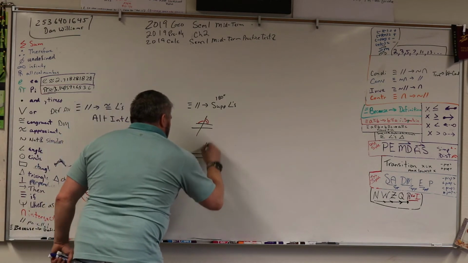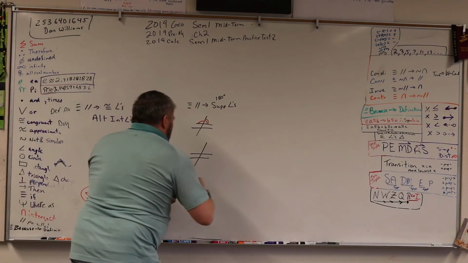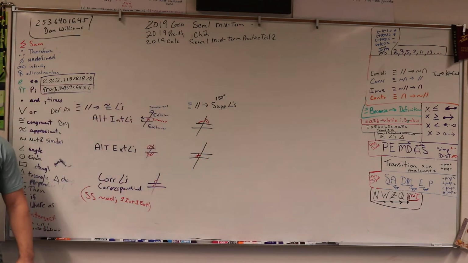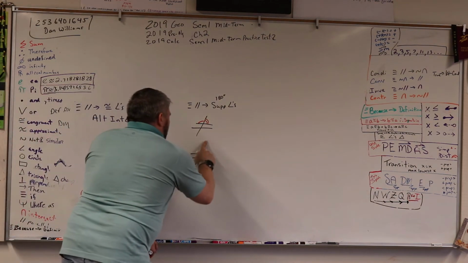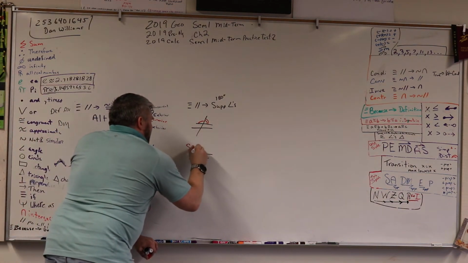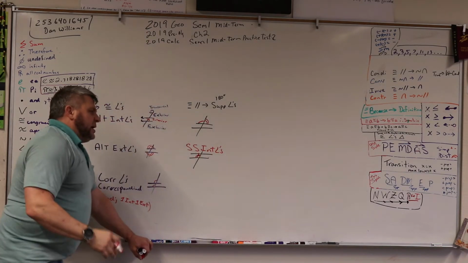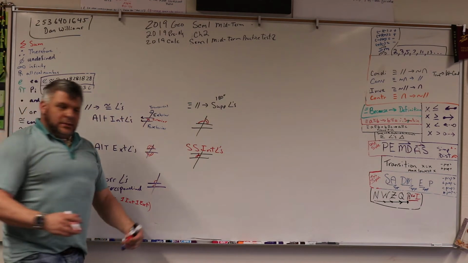But then we have something a little harder. What if we have this? They're on the same side and they're both inside. And this is what we call same side interior angles. And they are supplementary. Okay?